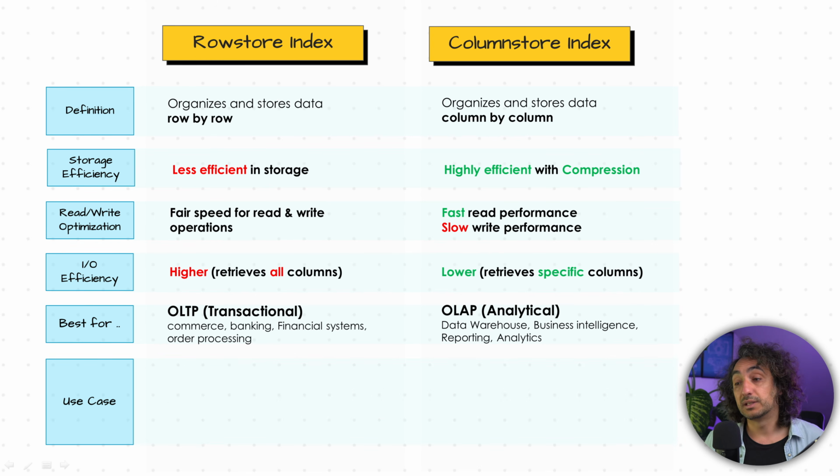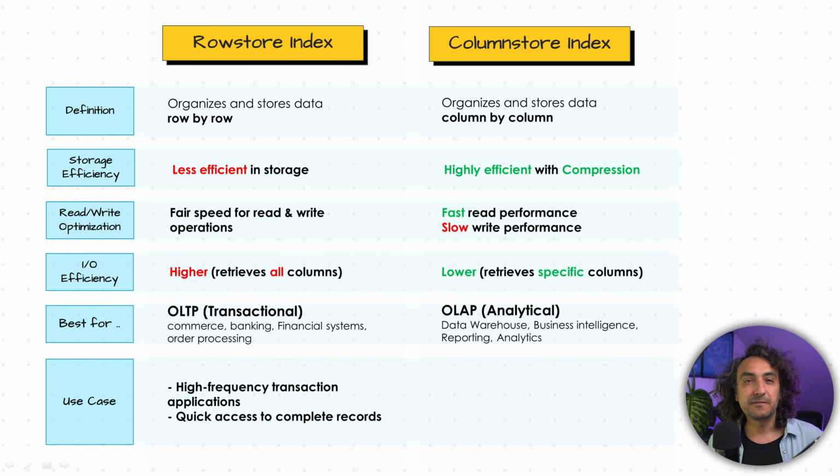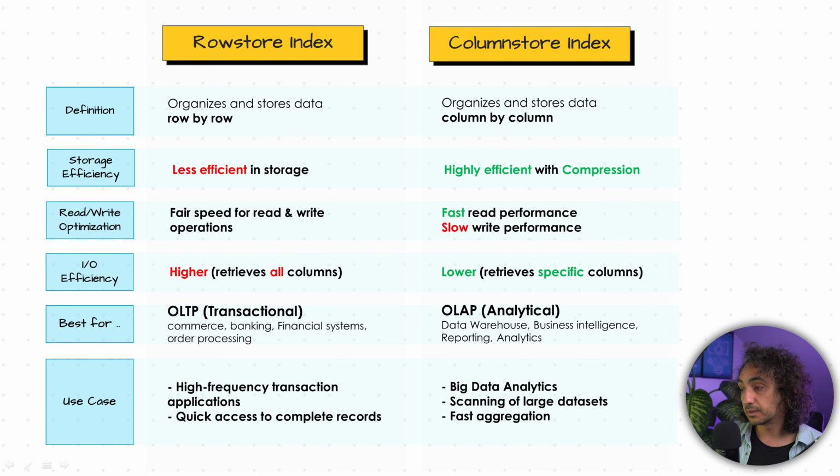So that means the use case for the Rowstore index is high-frequency transactions, where the system has to quickly access records. And the use case for the Columnstore is big data analytics, where SQL has to scan large data sets. So those are the main differences between the Rowstore index and the Columnstore index.